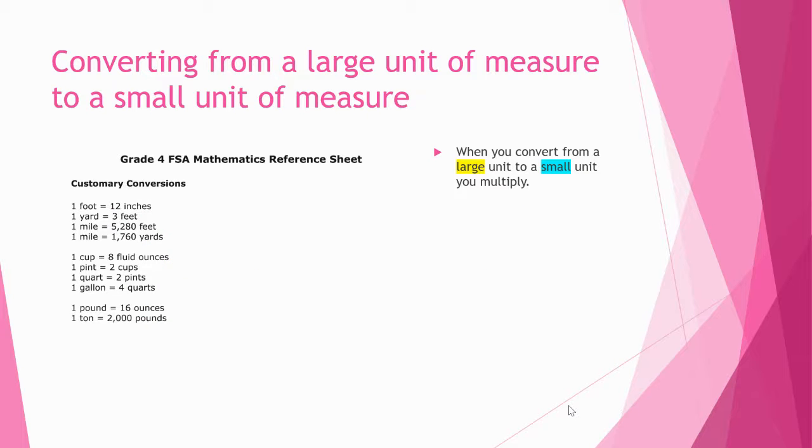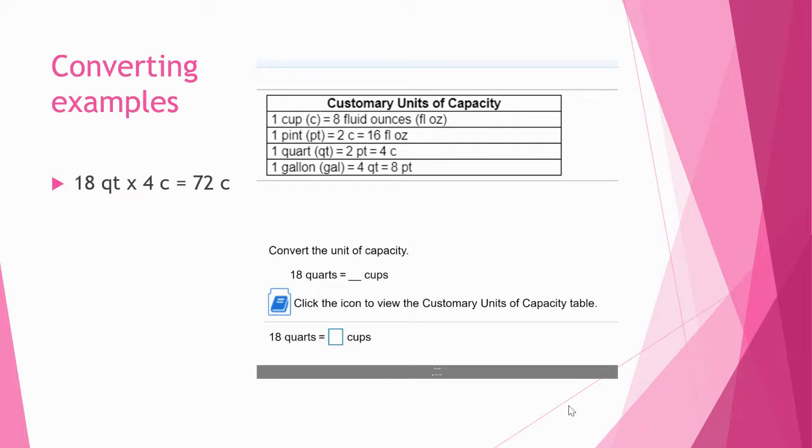You are to convert from a large unit of measurement to a small. When you convert from a large unit of measurement to a small unit, you multiply. You have an FSA reference sheet that I had given you. It shows you how to convert from a larger unit to a smaller unit.